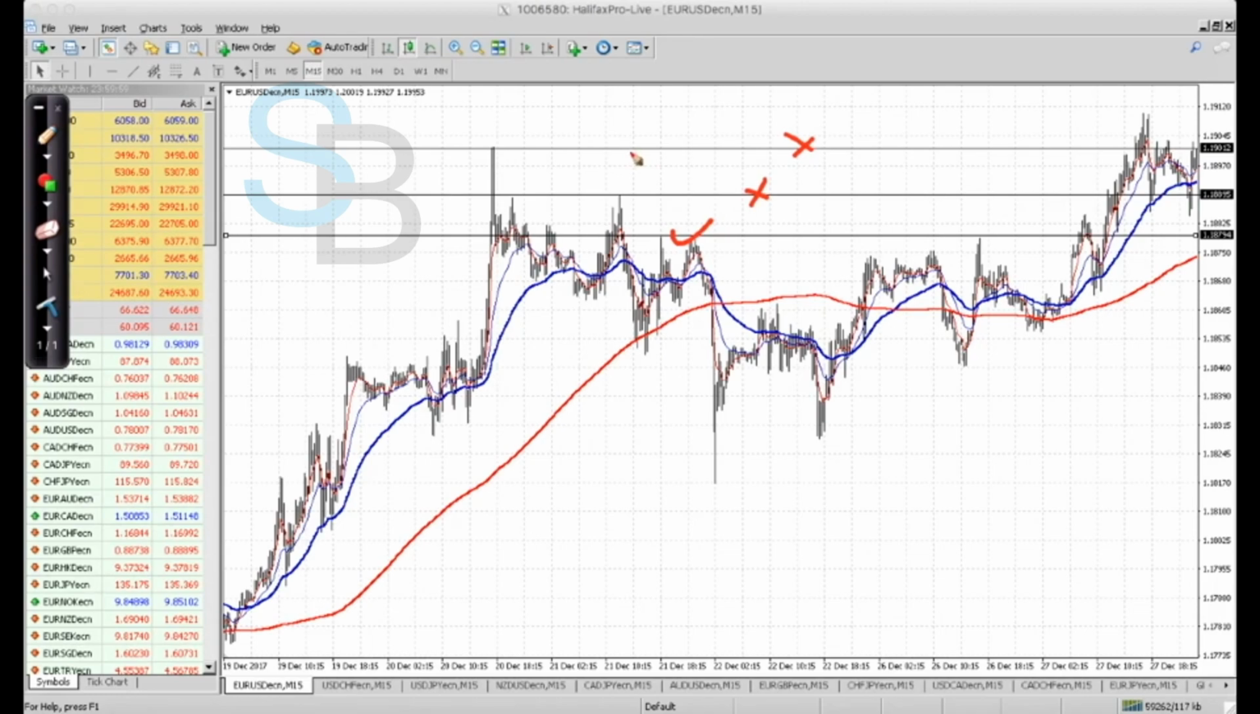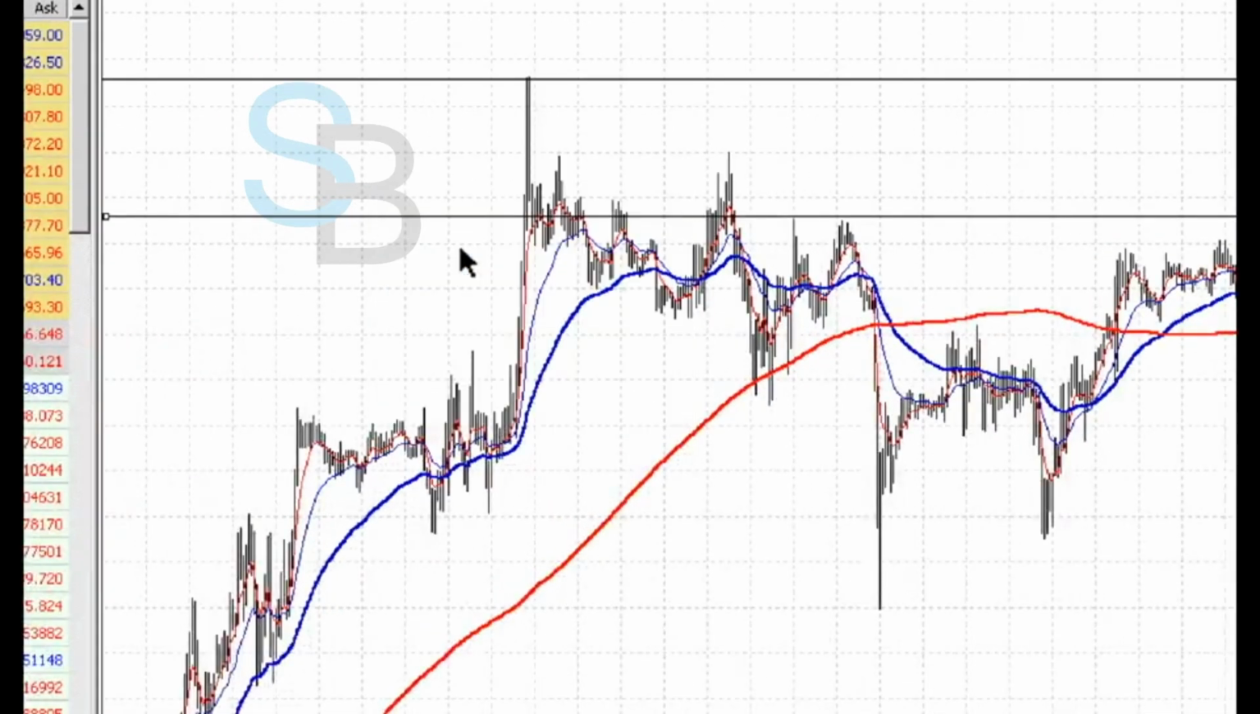If I draw it here, it only touches once. If I draw it here, it only touches twice. But when I draw it here, notice it touches once, twice, 3 times, 4 times, 5 times. It touches 5 times. So it's a more reliable level, right? Because it touches as many points as possible. So I would take that as a more significant line than the first two. So I can double click on this and just delete it. Click delete.